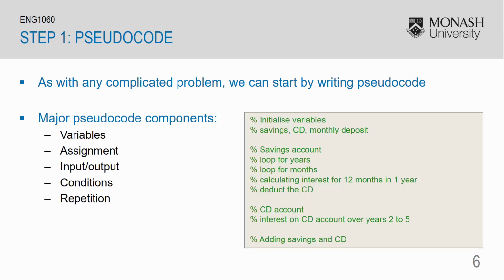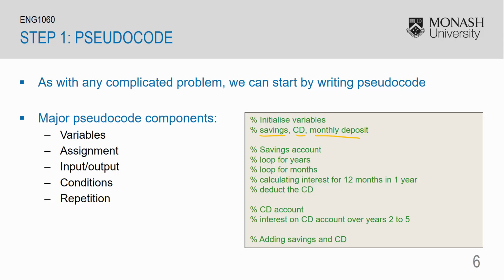So as with any complicated or complex problem, we need to start by writing pseudocode. Again, our 5 major components are variables, assignment, input and output, conditions, and repetition. We can write the pseudocode in an M file using comments. So I first need to initialize my variables, which I have identified as savings, CD, and monthly deposit.